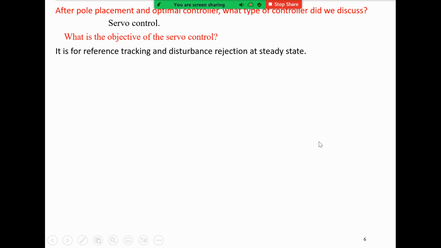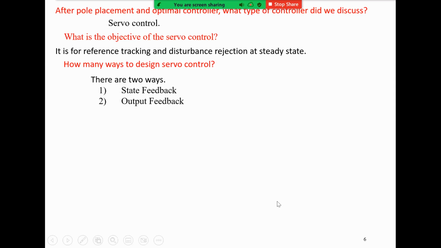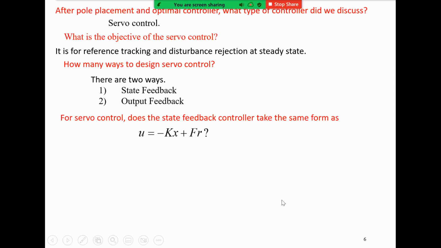That desired output may not be a constant, maybe a time varying signal, maybe a sinusoid. And also we want to deal with the disturbance. How many ways to design the servo control? We have learned, we introduced two ways. We either use state feedback or use output feedback.